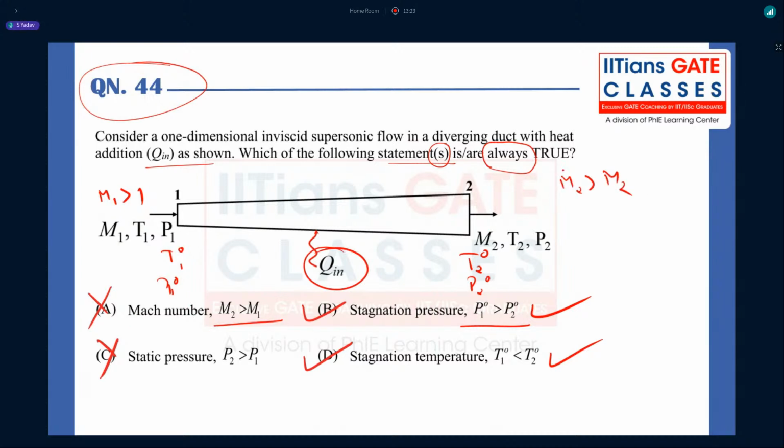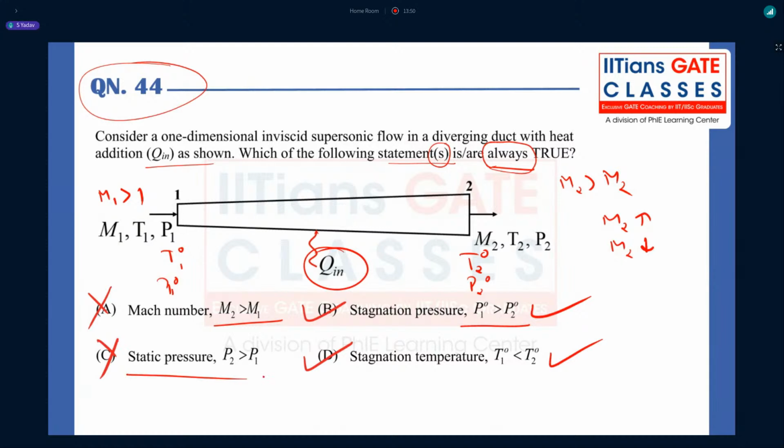For this, it's debatable, because since it's a divergent duct, as per the CD nozzle, M2 will increase, but as per the Rayleigh flow, M2 will decrease. So it will depend upon what the Q in is and what the area ratio is. So it's not always going to increase and it's not always going to decrease. So you cannot mark A because they are asking always.